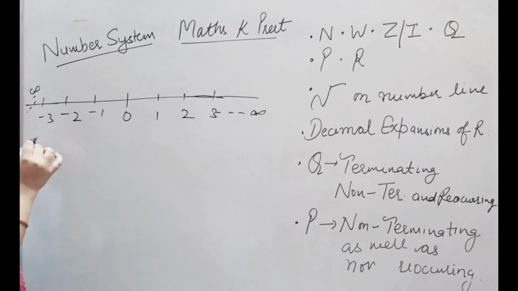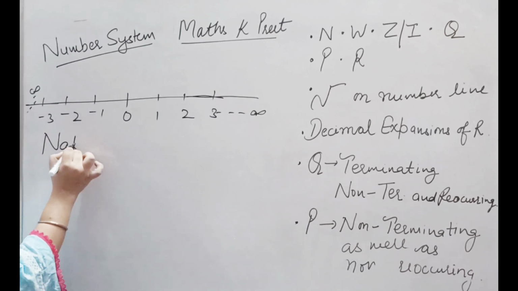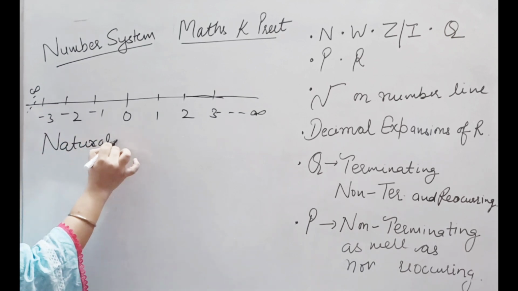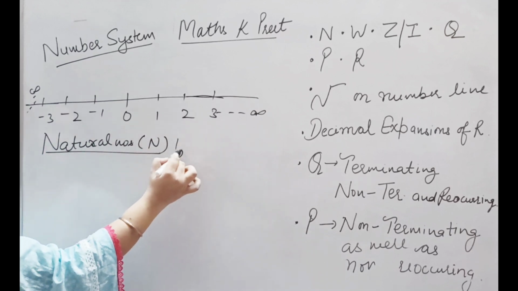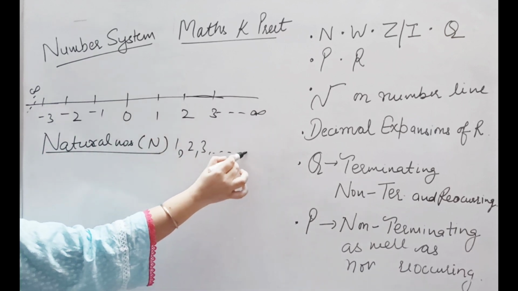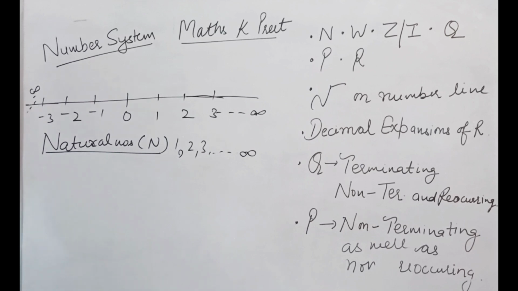So what are the natural numbers? First are the natural numbers. Notation is capital N. So all the counting numbers 1, 2, 3 till infinity, positive infinity are the natural numbers. Next are the whole numbers.